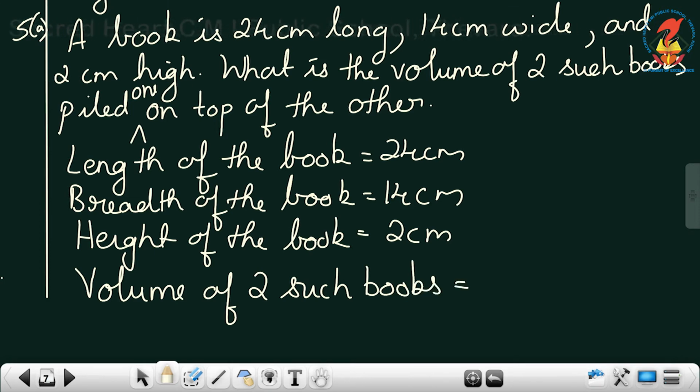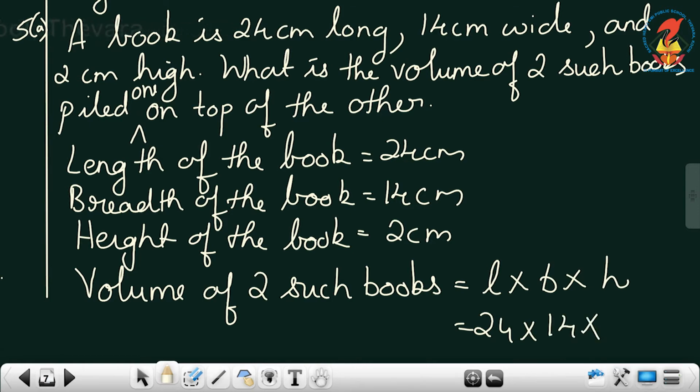Volume of 2 such books. Okay. So how to find out the volume? It is length into breadth into height. So length is 24, breadth is 14, height.